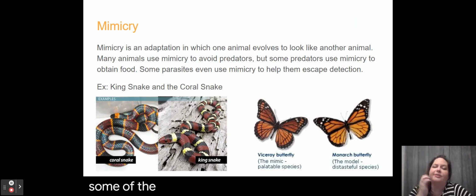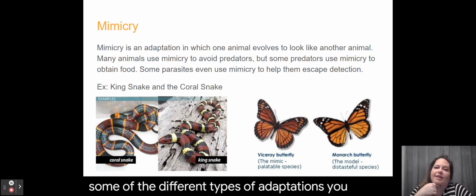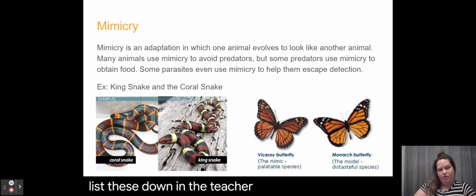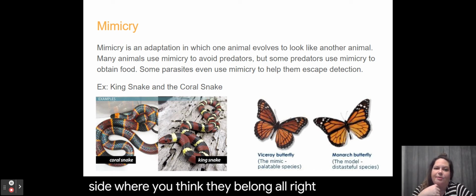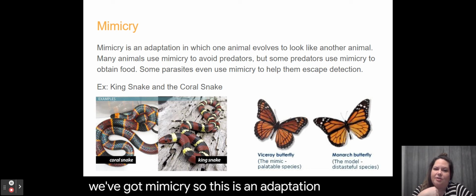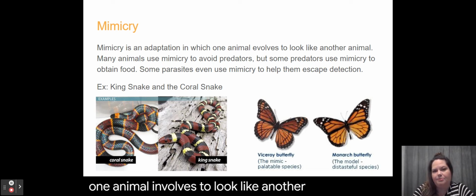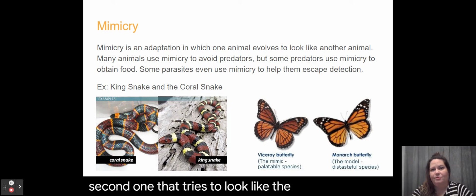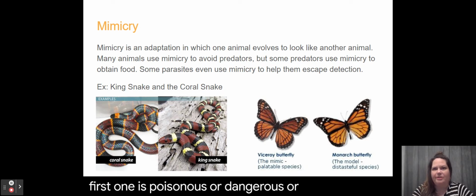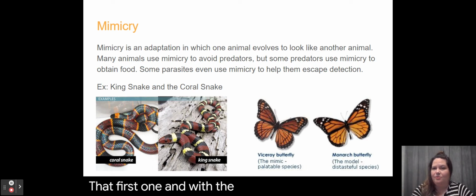All right, we're going to go through some of the different types of adaptations. You can list these down in the T chart in your notes as we go, put them on either the structural or behavioral side where you think they belong. So first up, we've got mimicry. This is an adaptation in which one animal evolves to look like another animal. They use this to avoid predators. More than likely, the first one is poisonous or dangerous, so predators learn to avoid that first one, and with the second one looking like that, they then start to avoid the second one.